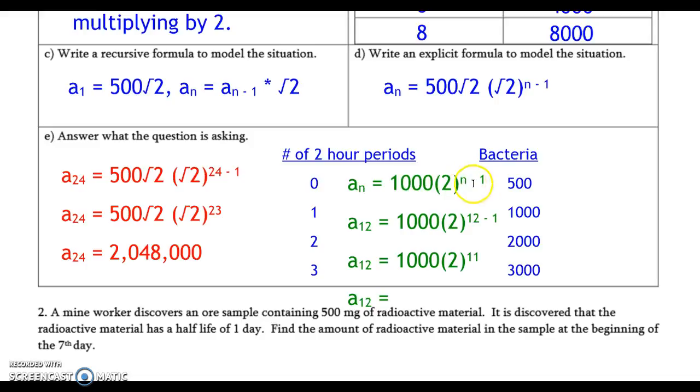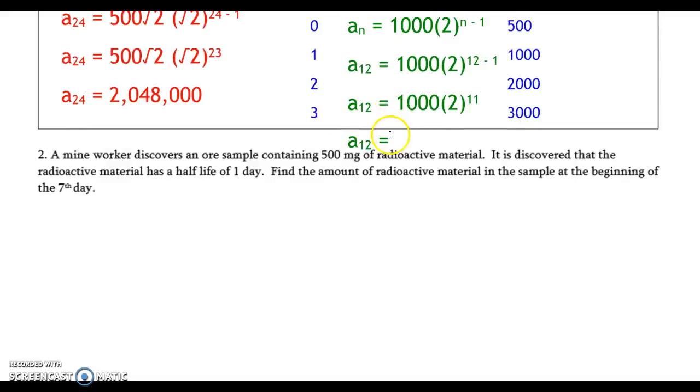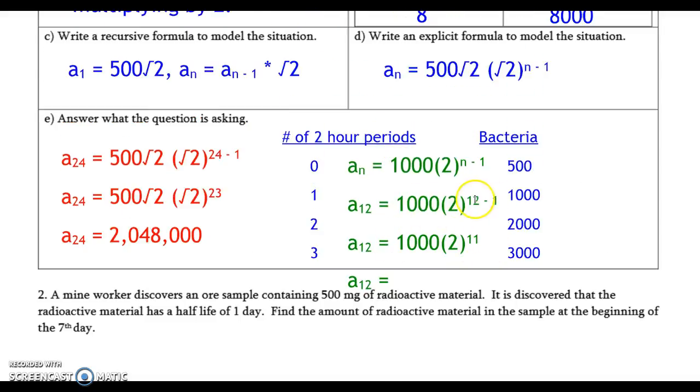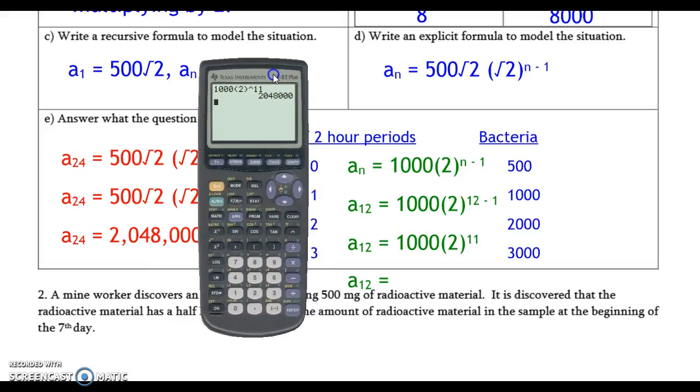You can see that I went from the generic form or the explicit form to a specific case where we went past 12 2-hour periods, in other words, 24 hours. You should also see that we took the 12 minus 1 and simplified it to 11 before we put it in the calculator. And lo and behold, when we put it in the calculator, we got 2,048,000, the same as what we got from this ridiculous nonsense with the square roots.